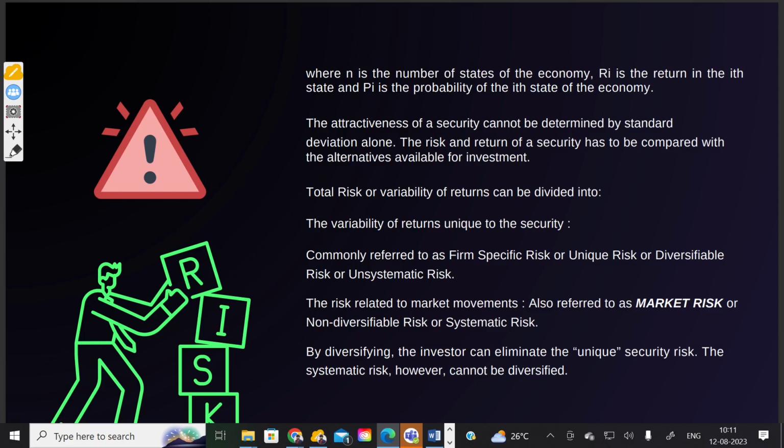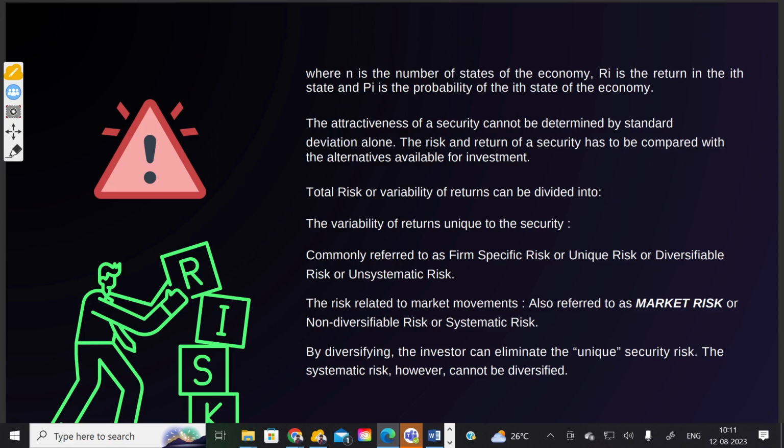The risk, the variability of the returns, can be divided into the variability of returns unique to the security, commonly referred to as firm-specific risk, unique risk, diversifiable risk or unsystematic risk. The risk related to market movement is also referred to as market risk, non-diversifiable risk or systematic risk.